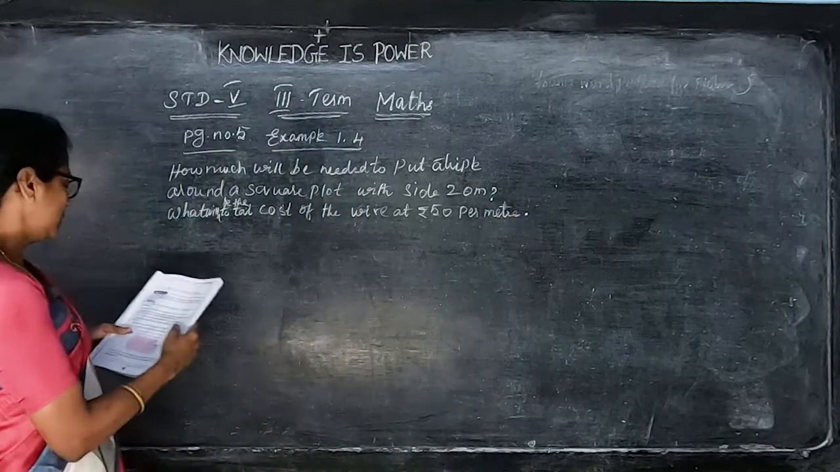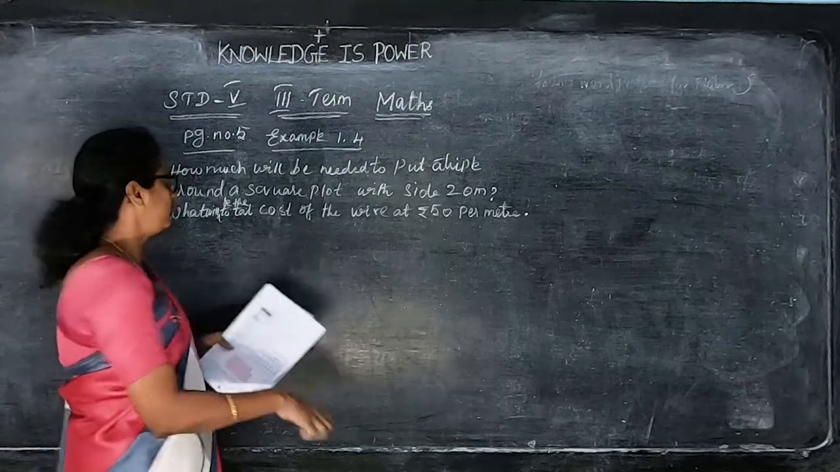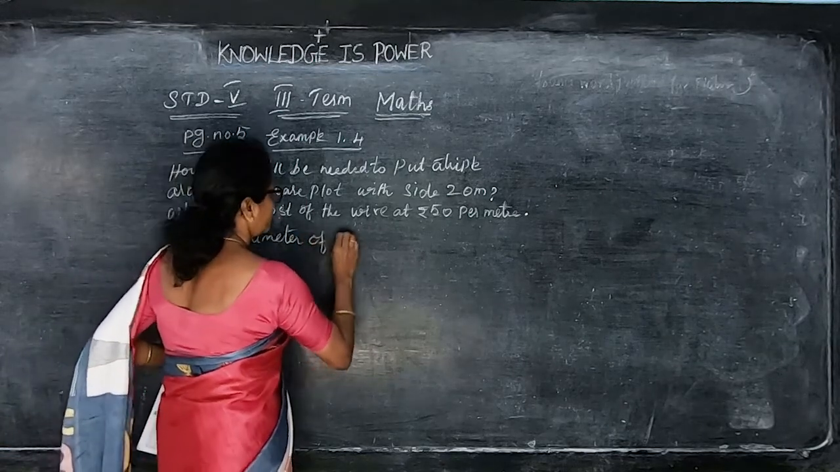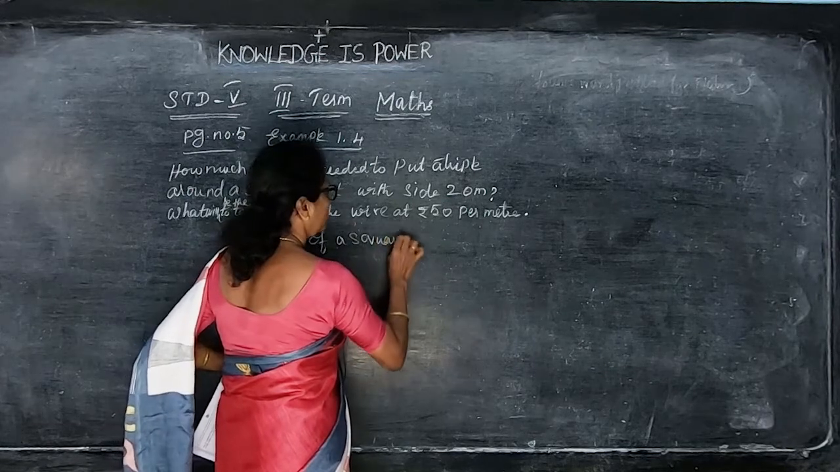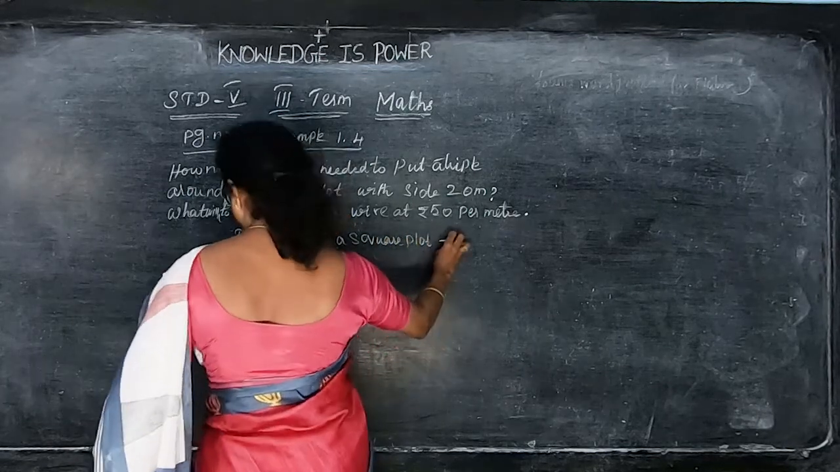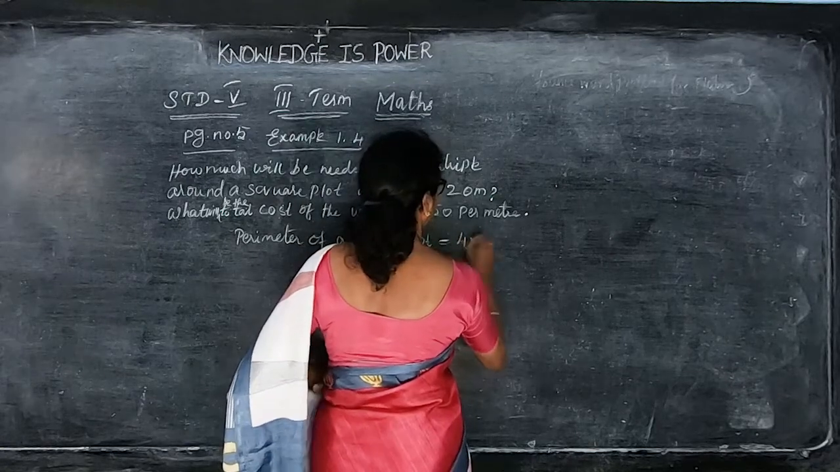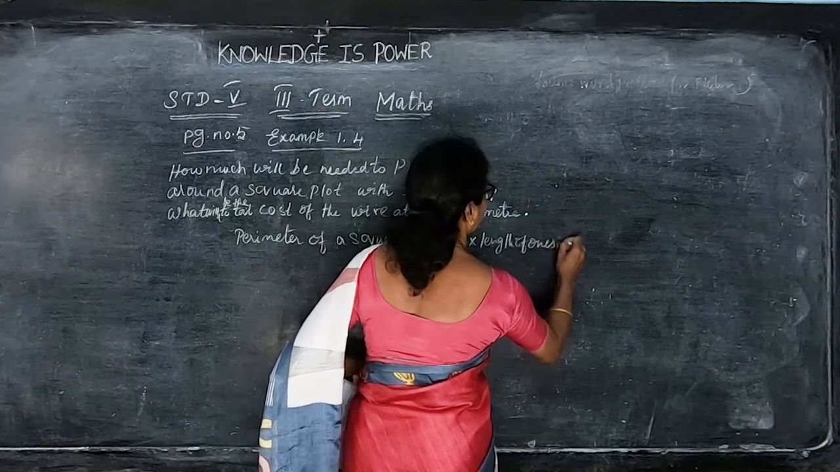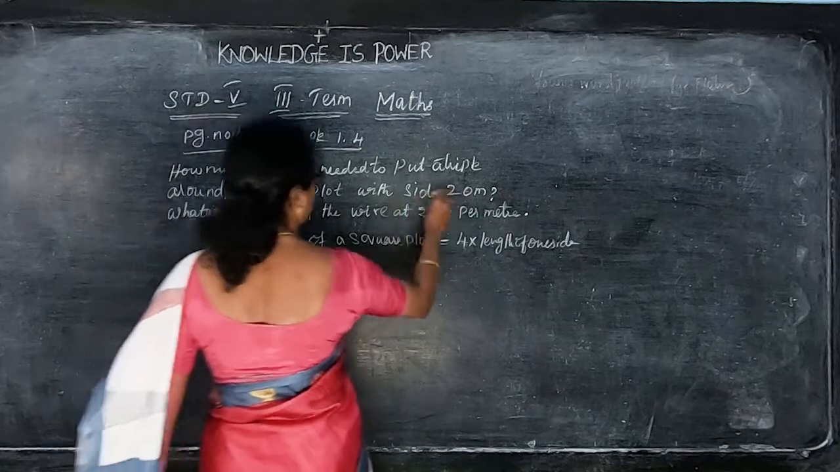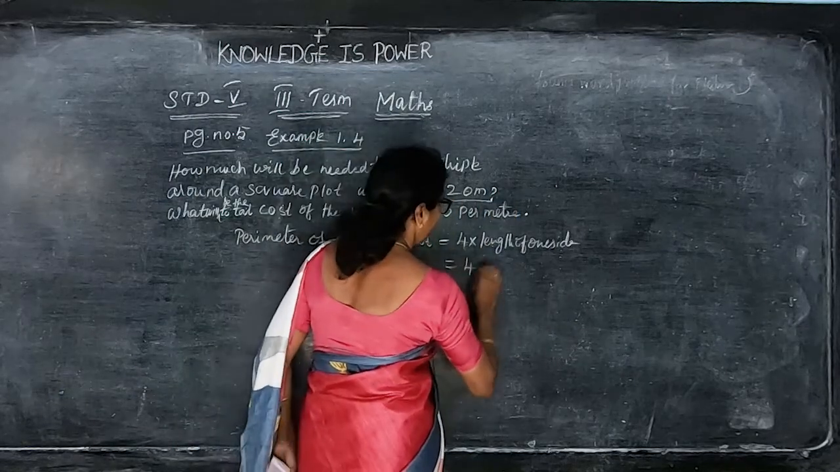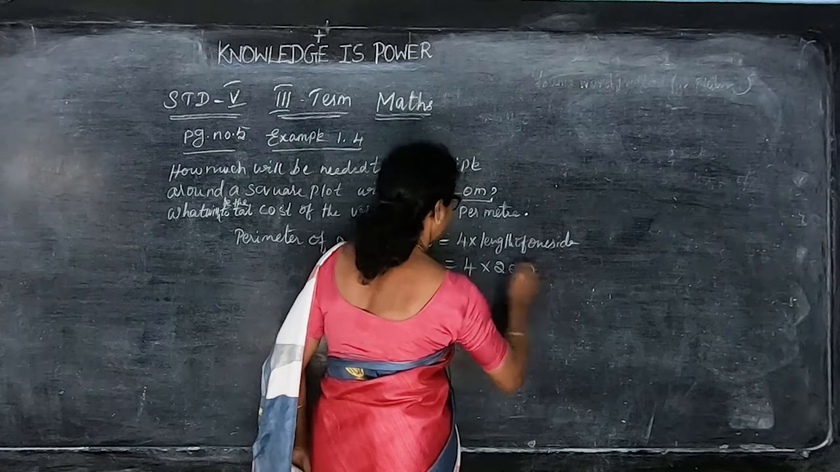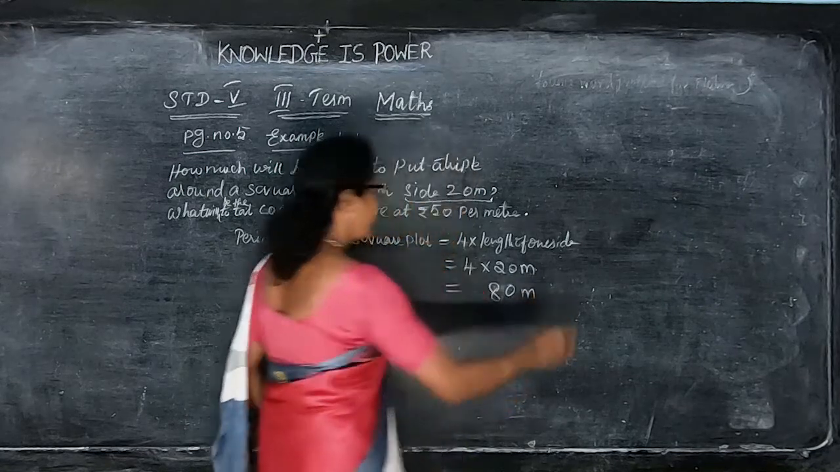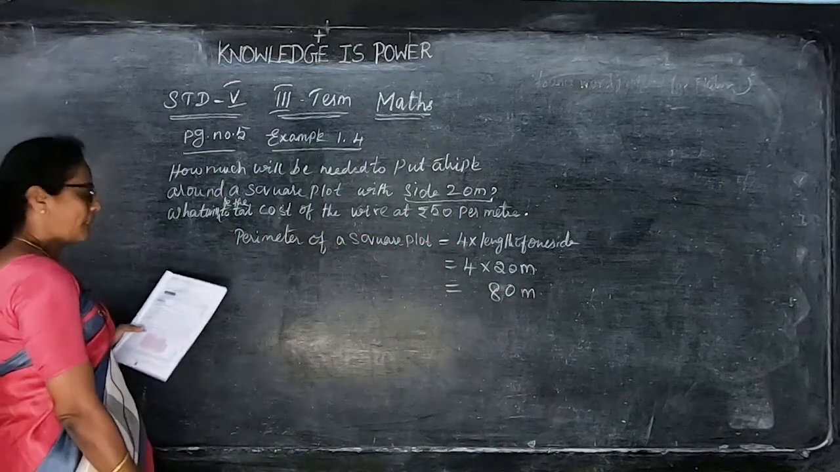Okay, so to put a single fence around the square, we need to find the perimeter. So, perimeter of a square, you have to find it because that is a square plot. Perimeter of a square is equal to 4 into length of one side. Length they are given. Side is 20 meter. That is equal to 4 into 20 meter, that is equal to 80. 4 zeros are 0, 4 twos are 8. So 80 meters of wire needed.